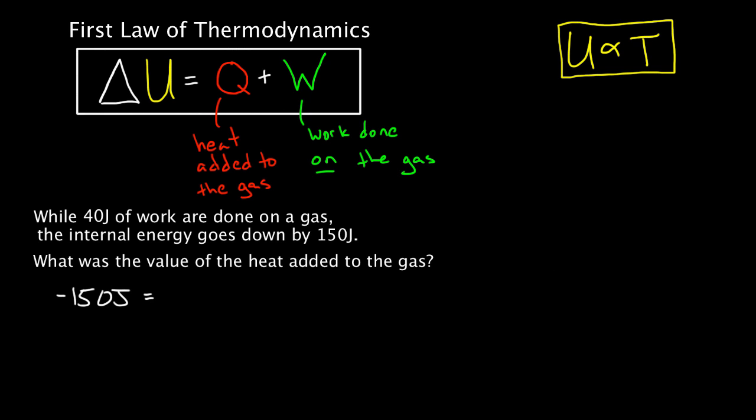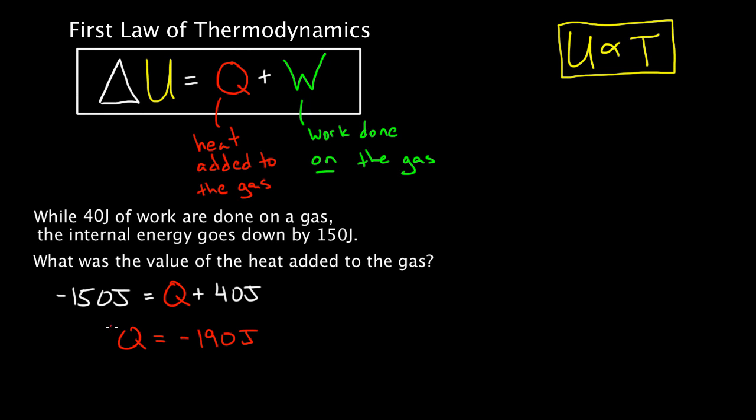Q, we don't know. So I'm just going to put a Q in there. I'm going to name my ignorance and I'm going to solve for it. Plus the work done. We know the work done was 40 joules and it's positive 40, because work was done on the gas. Now we can solve for Q, the amount of heat. The value of the heat added to the gas is going to be, if I move my 40 over here, I subtract it from both sides, negative 190 joules.